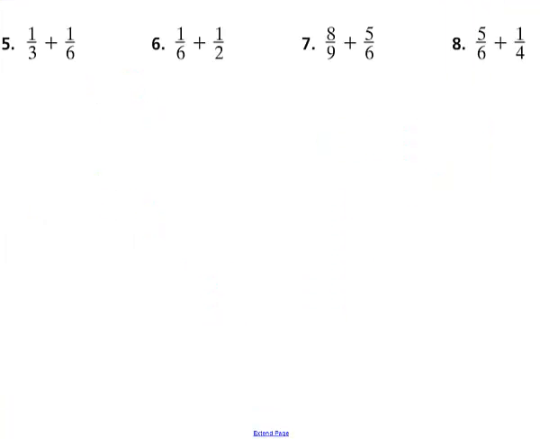Here are 4 problems I'd like you to try on your own. Bring them back to class, and we will solve them together.